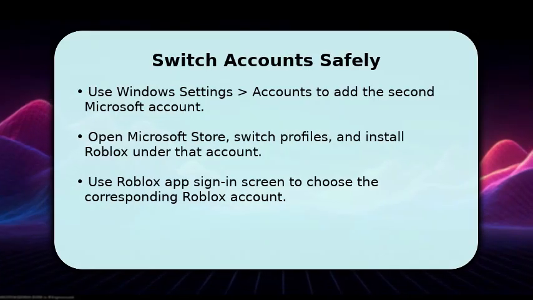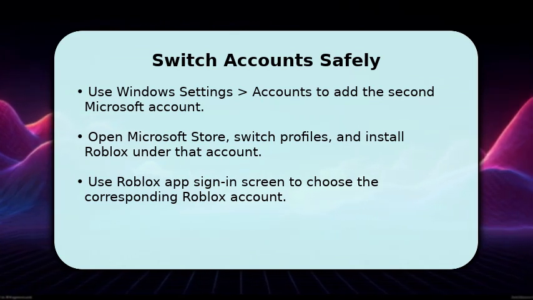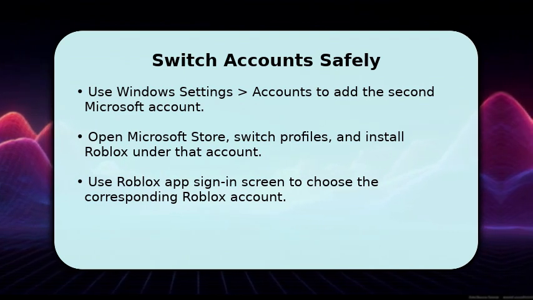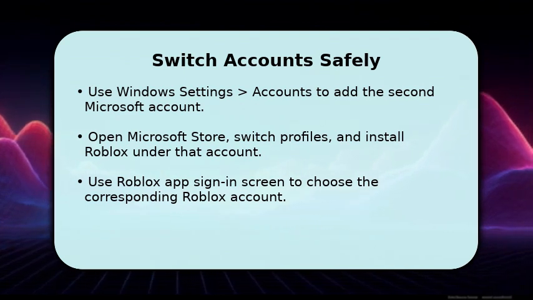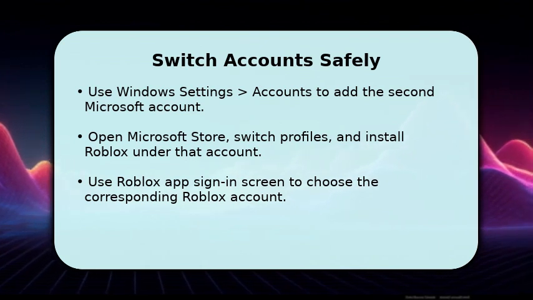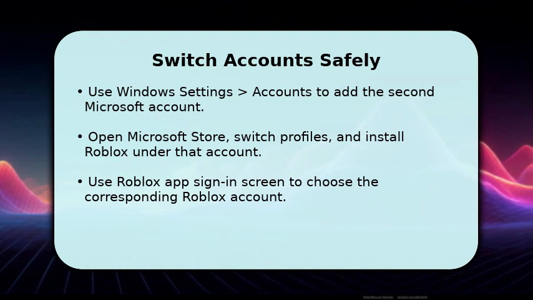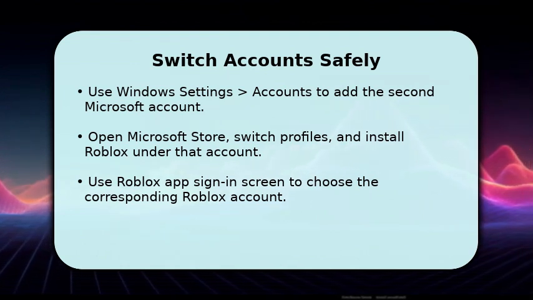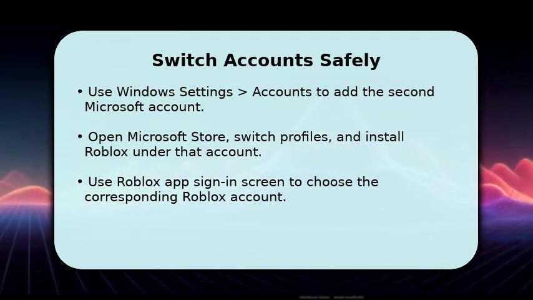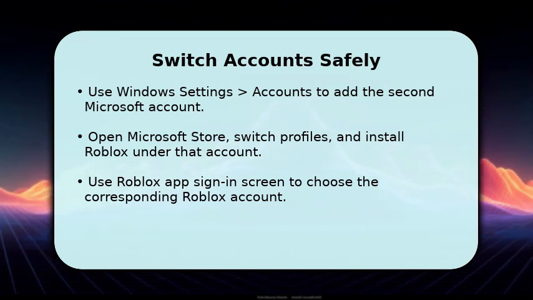Now you'll add and use the second Microsoft account inside Windows and the store. Go to Windows Settings Accounts and add the new Microsoft account so the store can access it. Then open the Microsoft Store and switch profiles before launching Roblox. When Roblox opens, pick Sign In and enter the Roblox credentials tied to that Microsoft account. By doing this, you ensure the app associates correctly. Make sure you close the app between switches to clear cached session tokens.